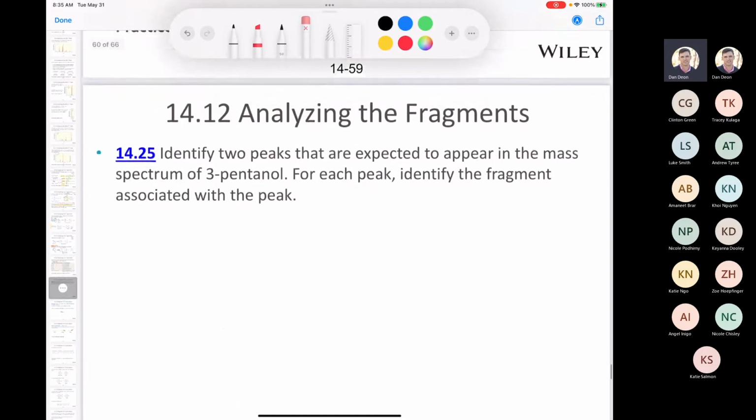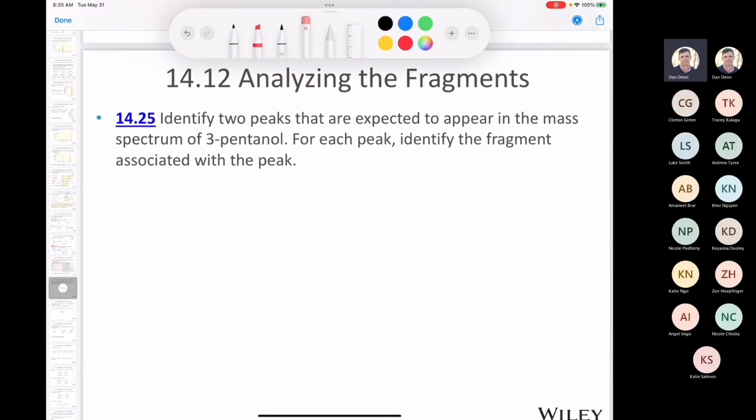Okay, well, let's take a look at a question here and see if we can figure this out together. Remember, you're just learning the subject, so is it challenging? Absolutely, but when it comes to mass spec, we're just trying to get to the lowest hanging fruit. It says, identify 2 peaks that are expected to appear in the mass spectrum of 3-pentanol. For each peak, identify the fragment associated with the peak.